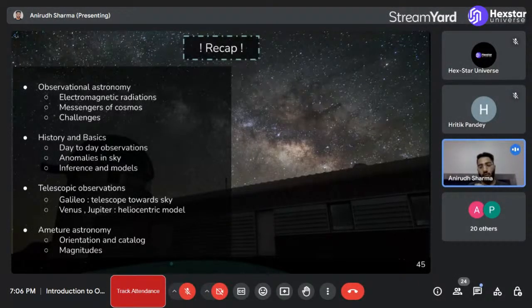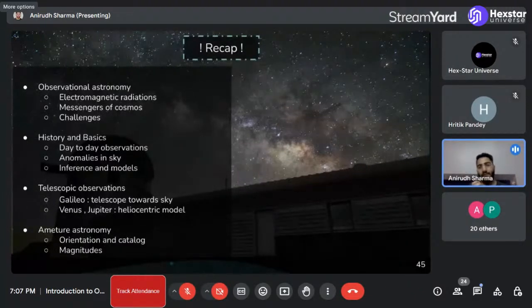Then we also learned about the challenges that we face while doing observational astronomy. Then the next section was about the history and basics of observational astronomy, and it included day-to-day observations that our ancestors did and that we also can do, and also some anomalies in the sky, for example retrograde motion, which is an apparent backward motion of planets, and other things such as smudges in the sky or some events that occur in the sky. And then based on these we made some inferences and some models, for example the model of eclipse and the model of our system of sun, moon and earth.